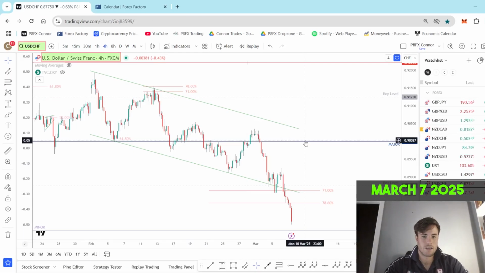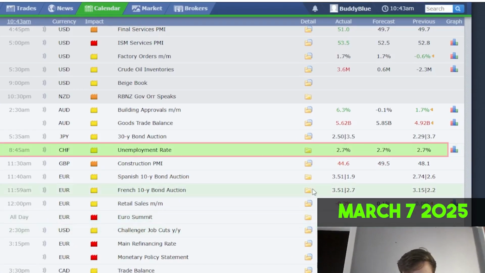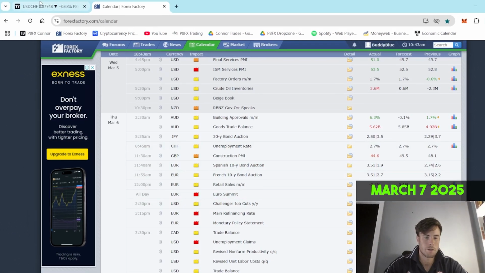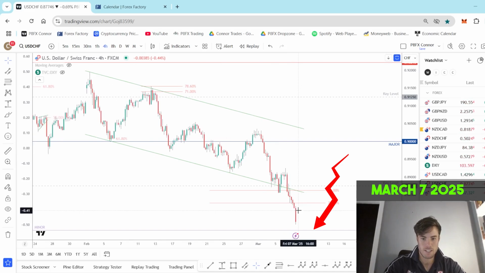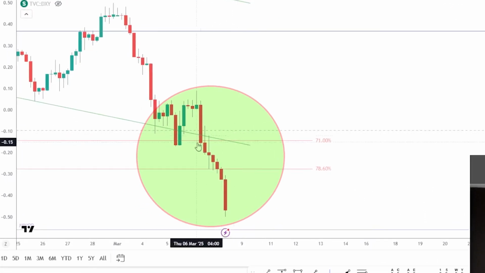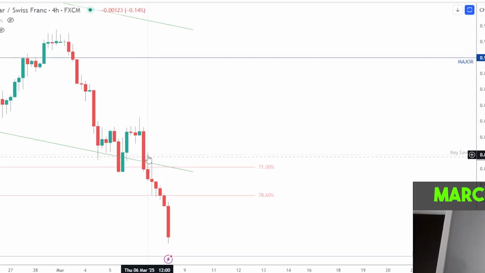So yesterday we were looking at Swiss franc unemployment. The rate remained the same at 2.7. So we were looking for USD Swiss franc to go up. Unfortunately, this pair continued down. I did have an alert at the key level, but by the time the alert went off, that looked like a bearish engulfing. It was about 30 minutes before the 4-hour close. So in 30 minutes, just using the timing, there was no way that was going to close as a reversal. So I let the 4-hour close as a bearish engulfing, suggesting price to come down.